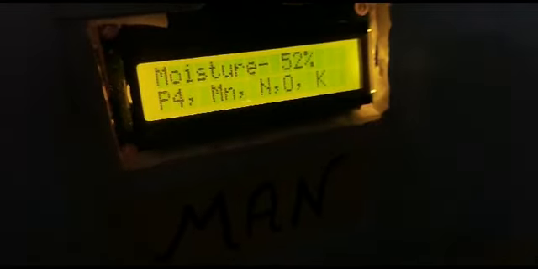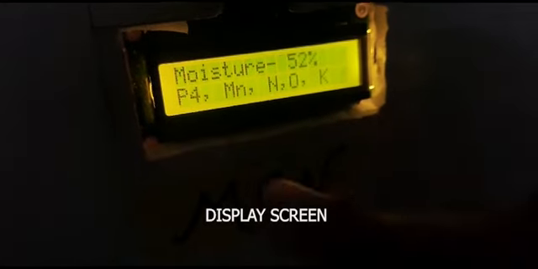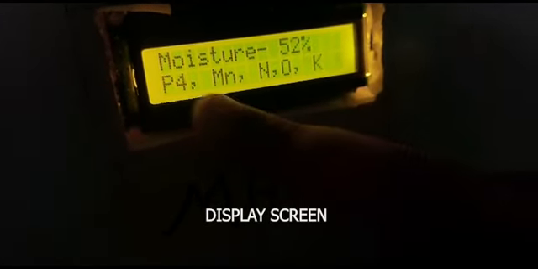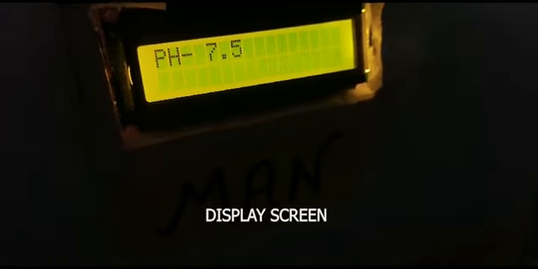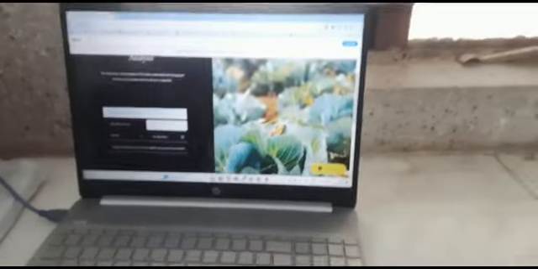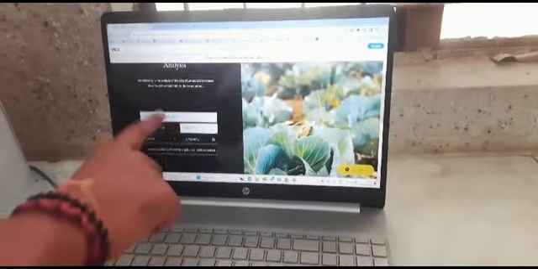Now, as per the data collected from the sensors, the very data is displayed on this LCD screen. As you can see, the moisture present in the soil is 52%. P4, that is phosphorus, magnesium, and different elements are present in the soil. The pH is 7.5. The second part of the project is this website, that is the MAN website.